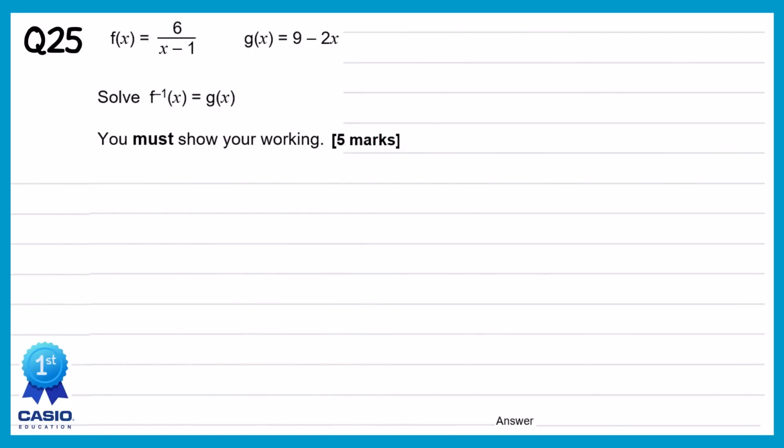In this question, we need to solve an equation. Inverse f of x is equal to g of x. Notice we have g of x in the question, but we don't have the inverse function for f, so we need to work that out first. To do that, we take the function f and write it as y equals 6 over x minus 1.